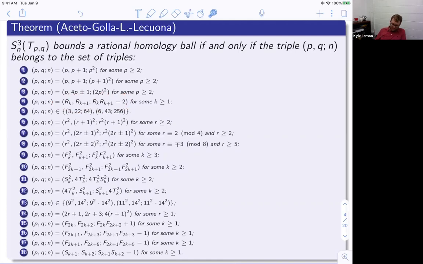Okay, so this is actually a classification. There are these 18 families. And since I have two lectures, I can maybe go a bit slower and point out something. So this breaks down into several groups. If we look at families 6 through 13, these are all going to be connected sums of two lens spaces.